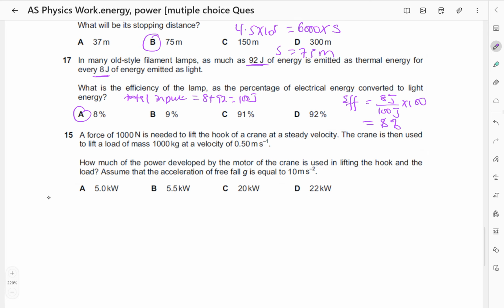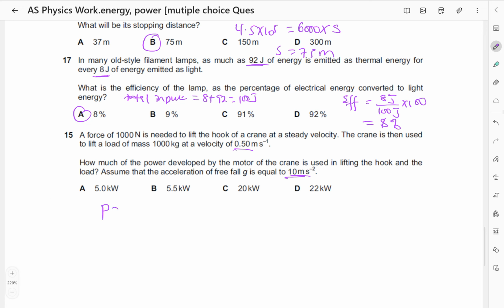A force of 100 newtons is needed to lift the hook of a crane at a steady velocity. The crane is then used to lift a load of mass 100 kilograms at a velocity of 0.5 meters per second. How much of the power developed by the motor of the crane is used in lifting the hook and the load? Assume that acceleration of free fall g is equal to 10 meters per second squared.